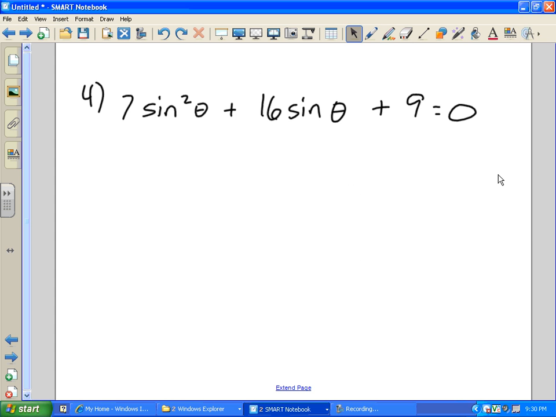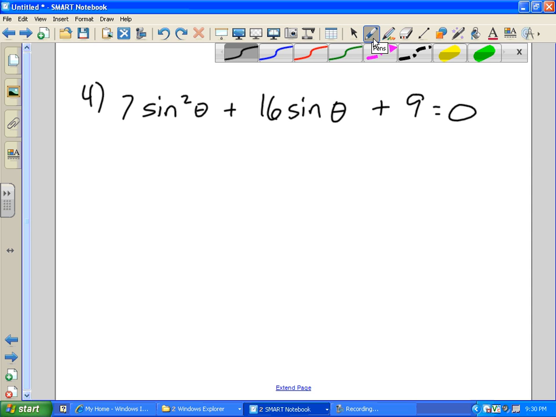Okay, now for number 4, sort of the same idea here. It's another quadratic type trig equation here. And so we're going to make that substitution again. And we're going to let a be equal to the sine of theta. So that's going to turn this equation into 7a squared plus 16a plus 9 equals 0.